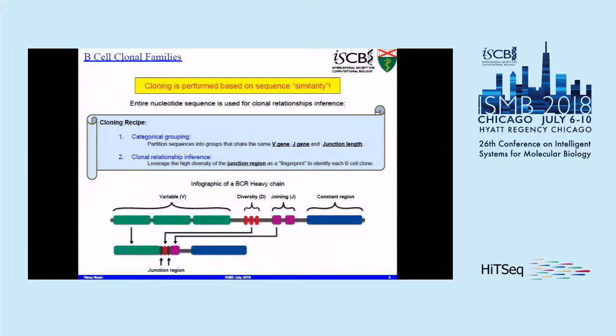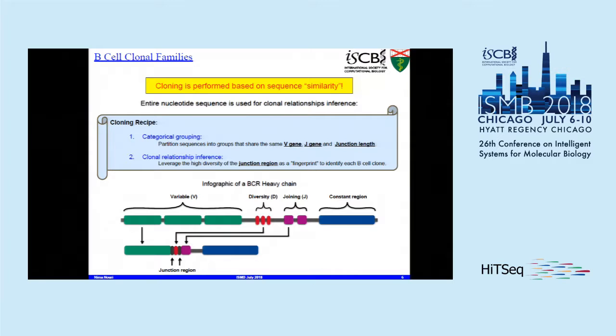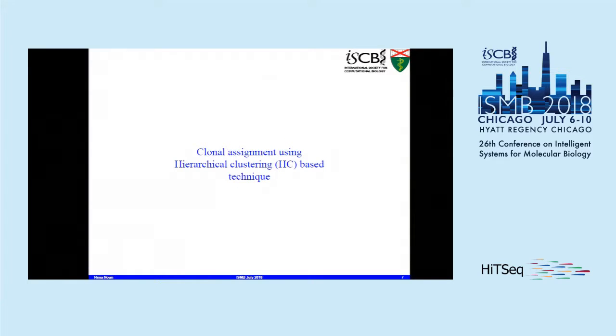It has two stages. The first stage is just a categorical grouping, which means that we first partition sequences. At the first stage, we partition all the sequences into groups of sequences that share the same V gene, J gene, and junction length. And inside of each group, we leverage the high diversity of the junction region as a fingerprint that sequences are clonally related. So this is the main step, and then we developed techniques to perform these two steps. The first method that I'm going to discuss is clone assignment using a hierarchical clustering based technique, HC.